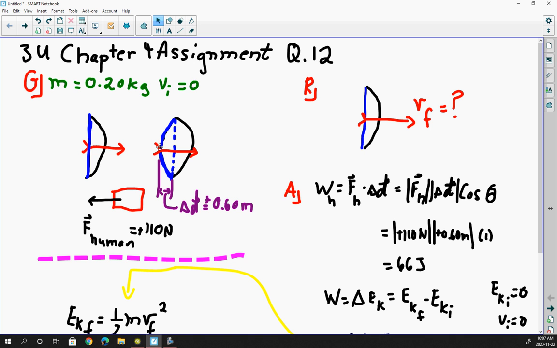Both of these are in the same direction and parallel to each other. Here's the direction of the force, here's the direction of the displacement. They're parallel. That means theta is 0 degrees. The cosine of theta is 1. So the work done is 66 joules.